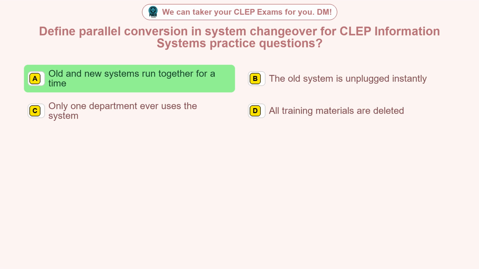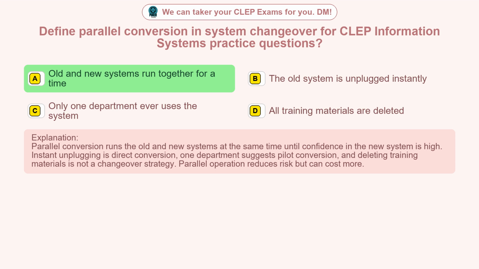The correct answer is option A. Old and new systems run together for a time. Parallel conversion runs the old and new systems at the same time until confidence in the new system is high. Instant unplugging is direct conversion. One department suggests pilot conversion, and deleting training materials is not a changeover strategy. Parallel operation reduces risk but can cost more.